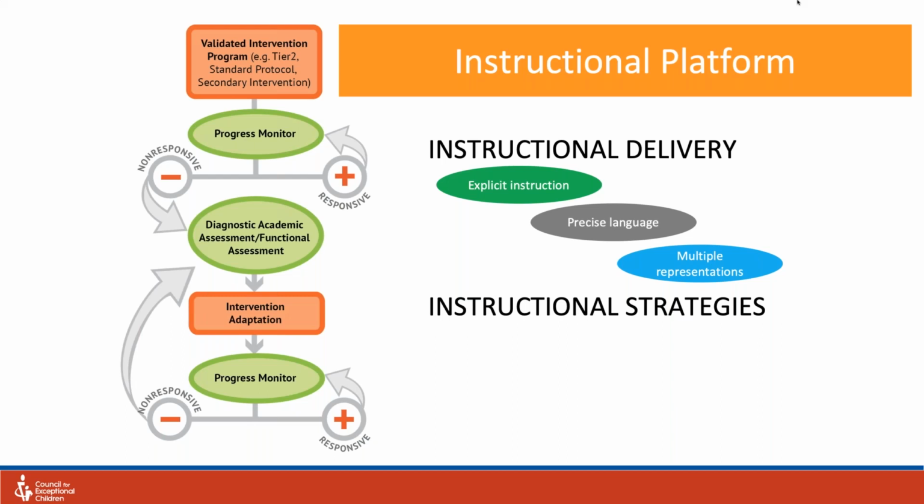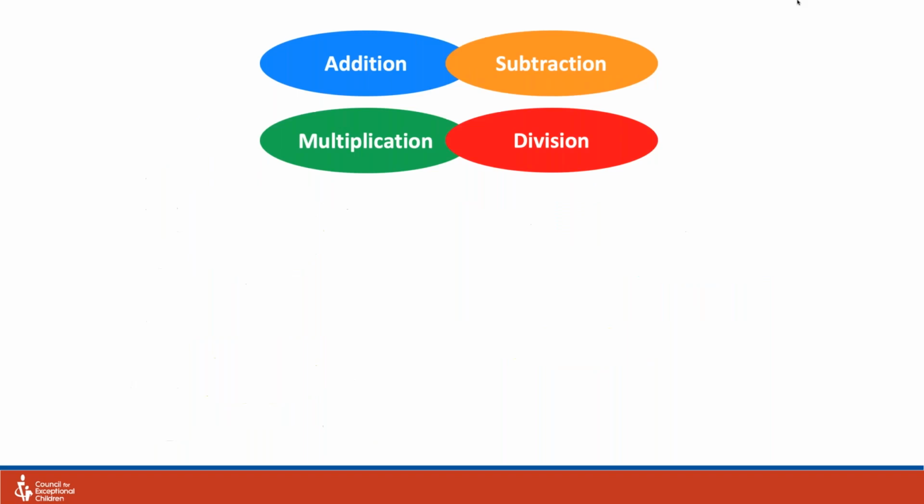So with our instructional platform, we think about how we deliver instruction, and then we think about strategies to embed within our math intervention. And the two we'll focus on here today, pretty briefly, are building fluency, and then next we'll talk about problem solving. So with building fluency, we want to make sure that students have a strong understanding of the 4 operations. By the end of 2nd grade, students should have a pretty strong understanding of addition and subtraction, and a typical expectation is that students have fluency with addition and subtraction facts by the end of 2nd grade.